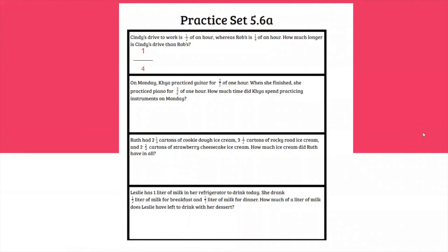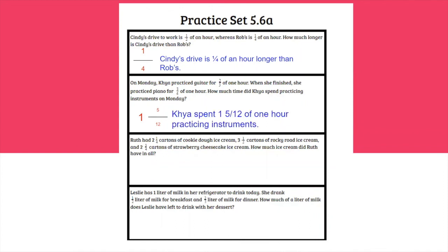Your answer to problem 1 was 1/4. And if you put that in a sentence, one example could be, Cindy's drive is 1/4 of an hour longer than Rob's. Your answer to problem 2 was 1 5/12. And if you put that in a sentence, one example could be, Kaya spent 1 5/12 of 1 hour practicing instruments. Your answer to problem 3, you may have first gotten 8 2/4, which you could simplify, and it would become 8 1/2. If you put it in a sentence, one example could be, Ruth had 8 1/2 cartons of ice cream in all.